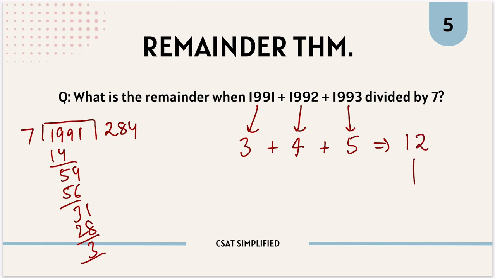Since 12 is greater than 7, divide it again by 7 and you are left with 5, which is the final remainder. Correct? Easy? This is how you could solve the question on remainder theorem.